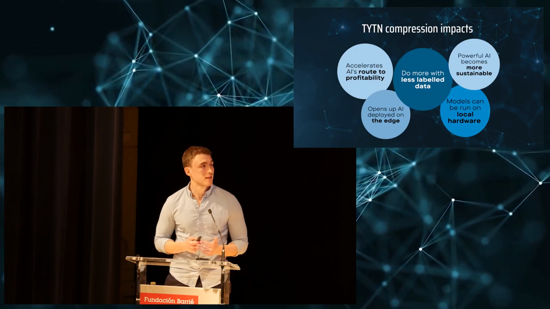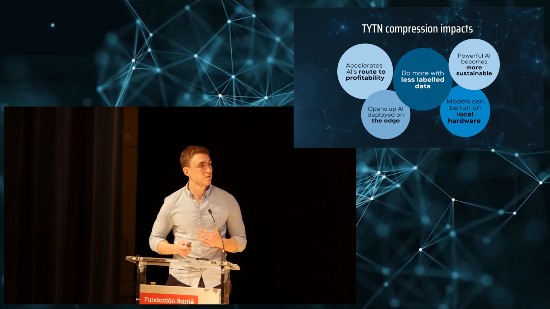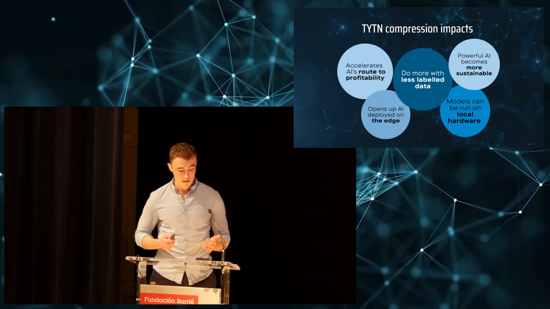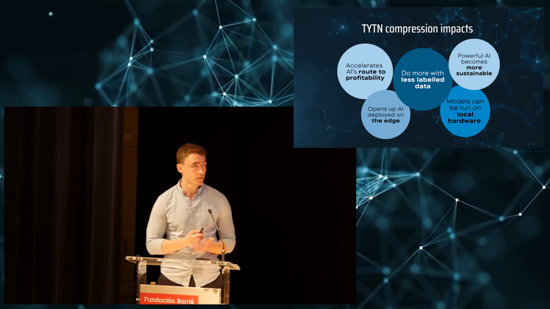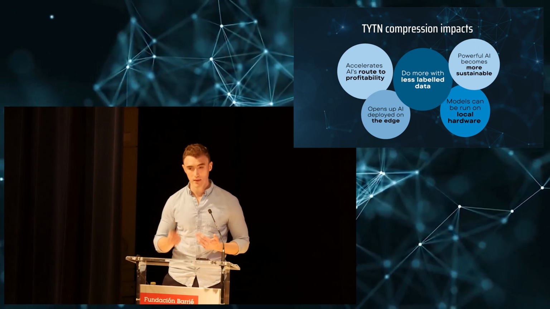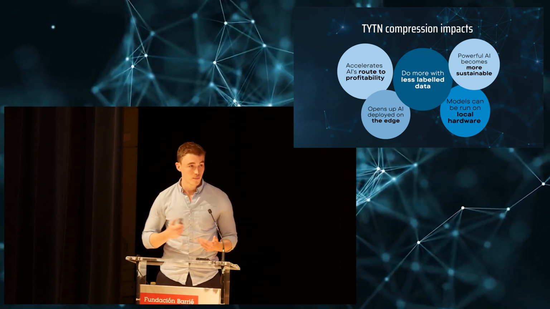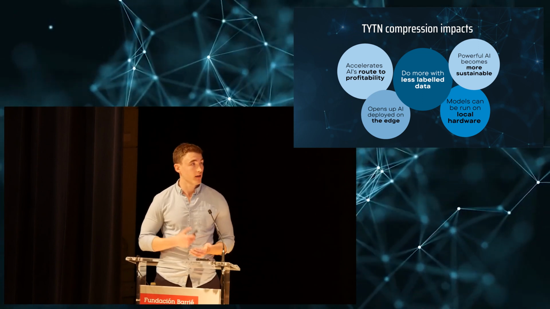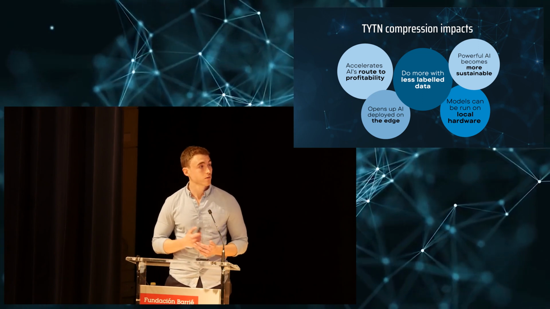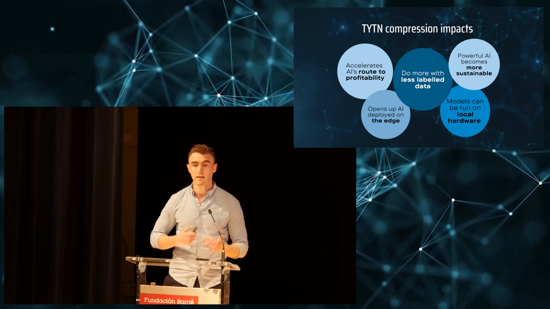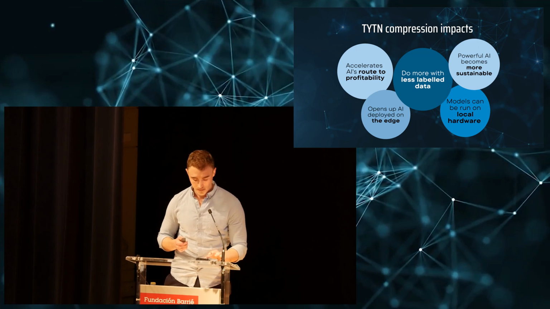So with compression, we see there being 5 really large impacts. One is that you get a faster route to profitability. You can do more with less labeled data. You can deploy models to the edge. The AI becomes more sustainable. And models can be run on local hardware, running in a business rather than on the cloud.